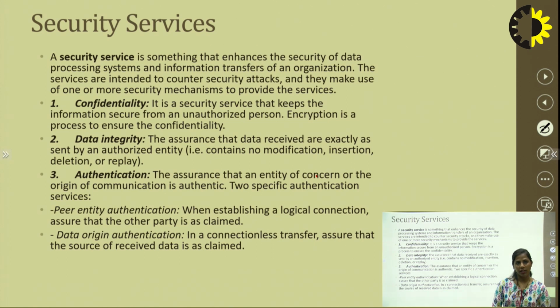Next one is authentication. What is authentication? Authentication is the thing in which we are validating. Let us discuss the particular terms. What is authentication and authorization? What is the difference between authorization and authentication? These two terms get confused.